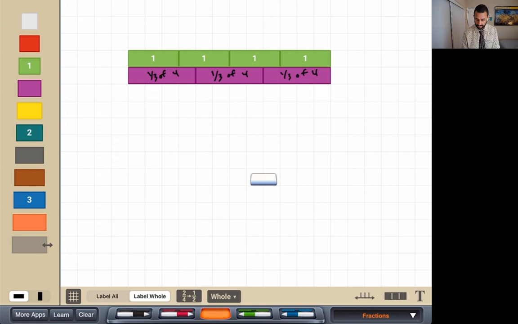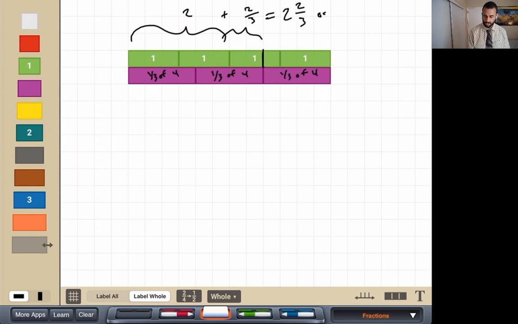So, now, if we look at where this dividing line is, we can figure out exactly how much this is. This is one, two. Oop, that's a terrible brace there. There we go. 2 plus 2/3 equals 2 and 2/3, or 8/3 if you prefer. And there it is again. Boom, that's the answer. So you can do it either way. They're super flexible. That's what's so awesome.